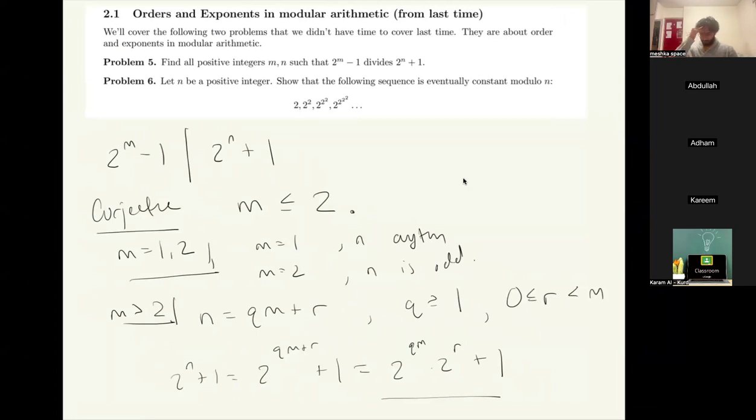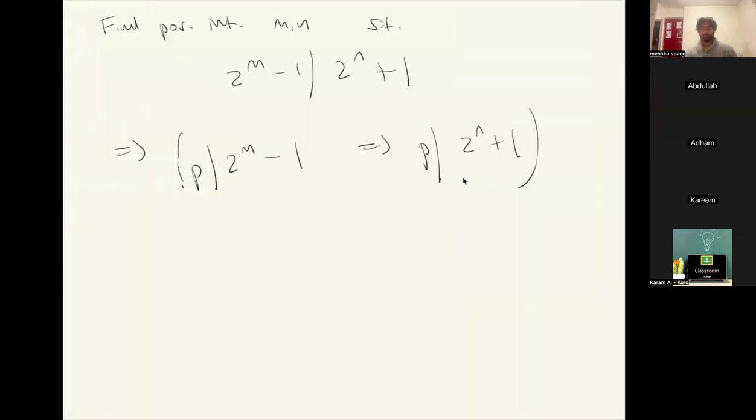Doesn't it just imply that 2 to the power of n divided by 2 is equivalent to minus 1 modulo 2 to the power of m minus 1? Like this? Yeah, I think it implies this.